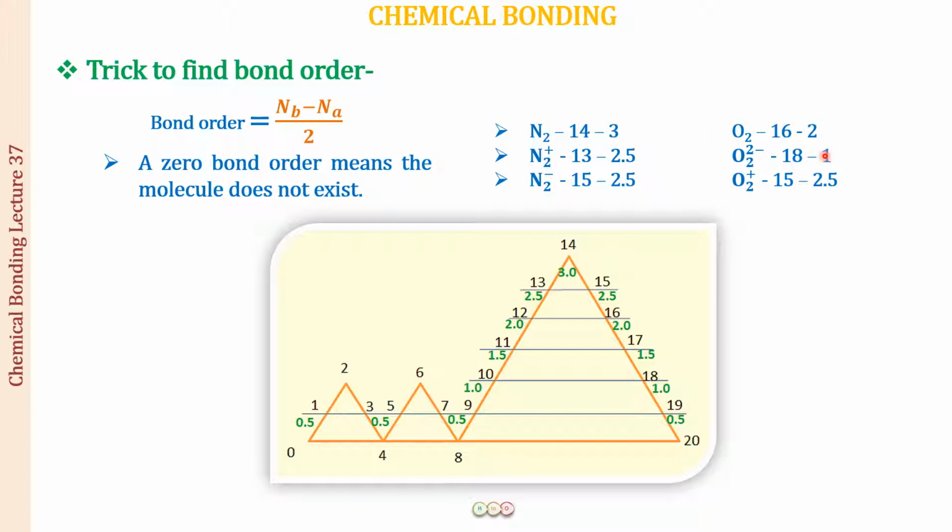As simple as anything. So O2 plus, this means that this is going to be 15 electrons and the bond order is going to be 2.5. So if you are going to practice it well, you are going to become really perfect at it, and it is not going to take even a fraction of a second for you to find out the bond order.